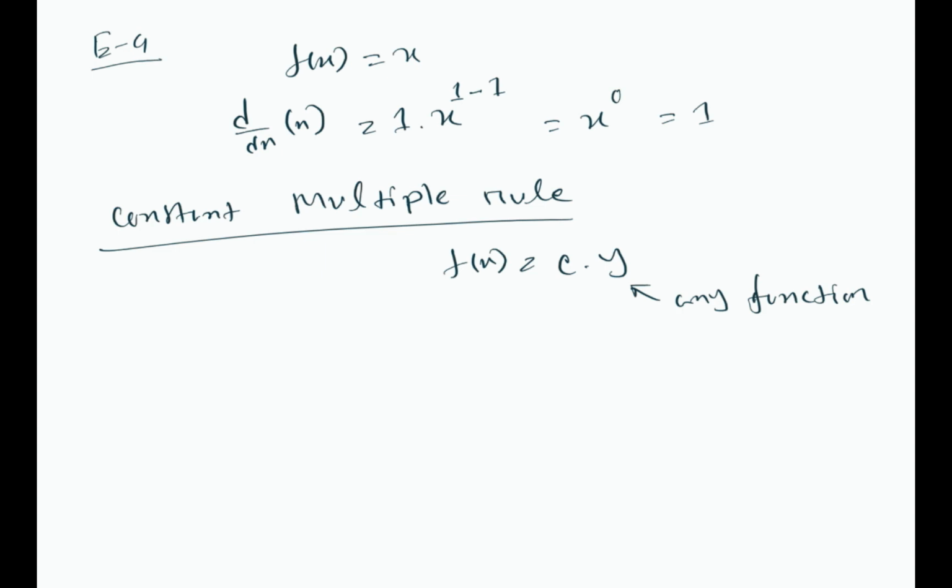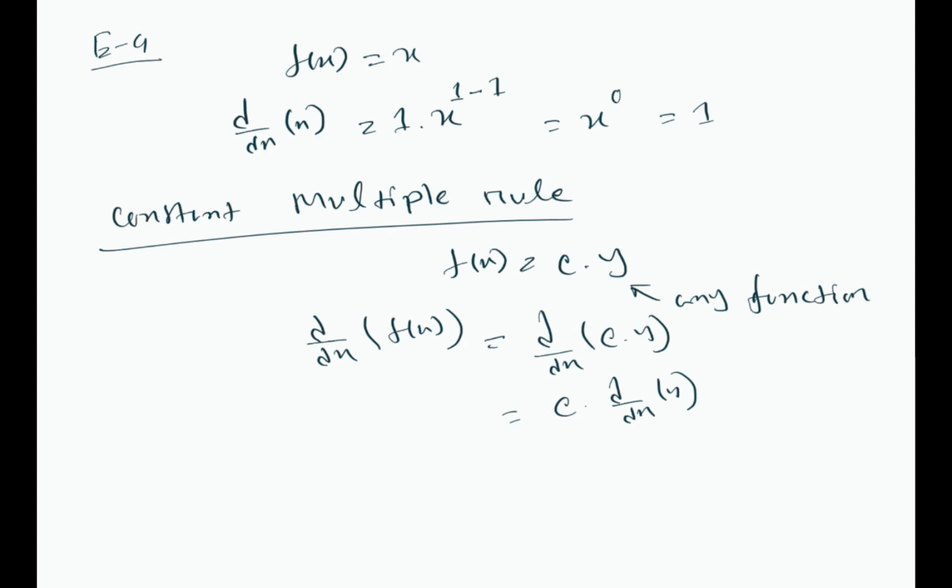So we can take the derivative of this function, d/dx of f of x. We can write it again as d/dx of c times y. So y is the function, and what we can do is factor out this c from the differentiation, and we can write c times d/dx of y. So this is the general format of the constant multiple rule. So let's do some examples.